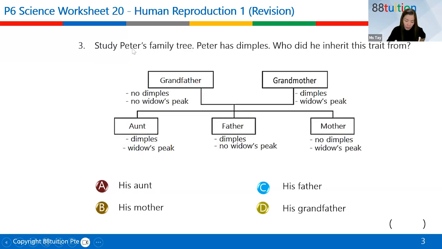Question 3. Peter's family tree. So this is Peter's family tree: grandfather, grandmother, then the auntie, father, and the mom. Peter has dimples. Who did he inherit this trait from? Let's see your answer. Only 1% got it wrong. So having dimples, who do you think he inherited this from? Can it be from the auntie? Cannot. It should be from the father.